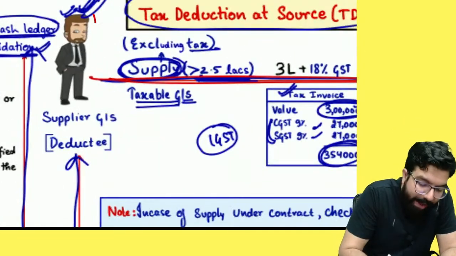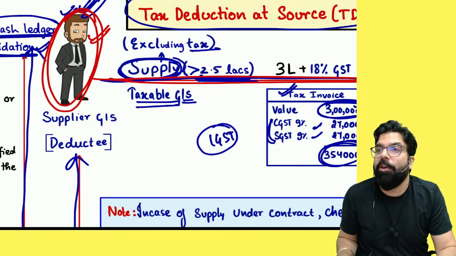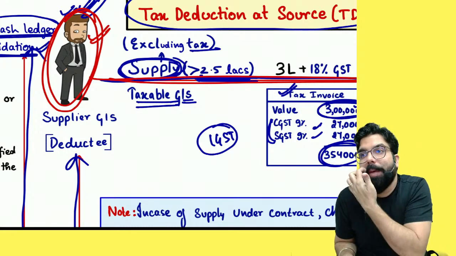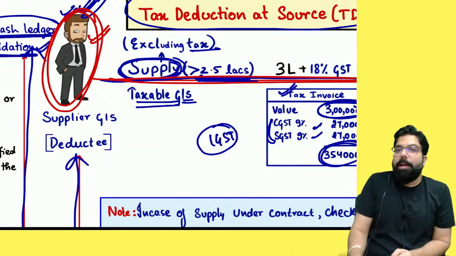It means if I don't show a sale of 3 lakh rupees, can the government catch me and say, hey Ramesh, why are you not showing a sale of 3 lakh rupees? Is my point clear to all? That is why the concept of TDS came. Are we all clear?